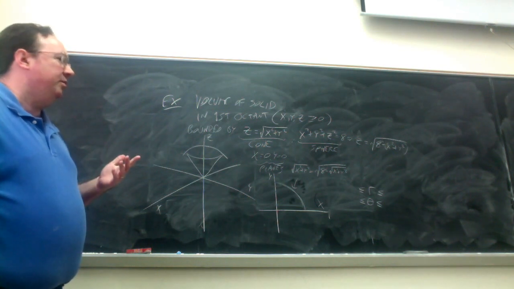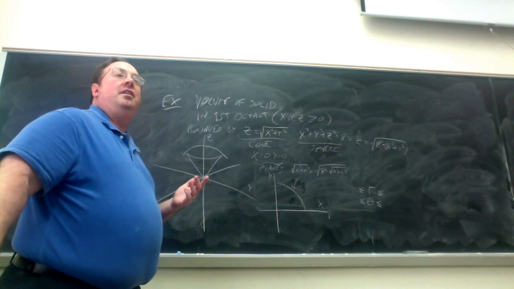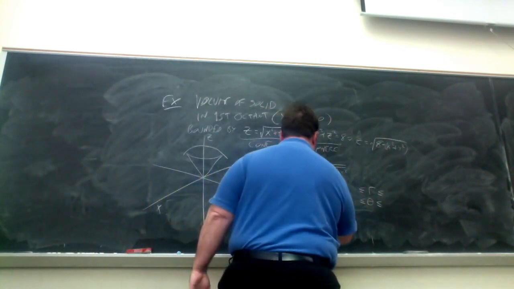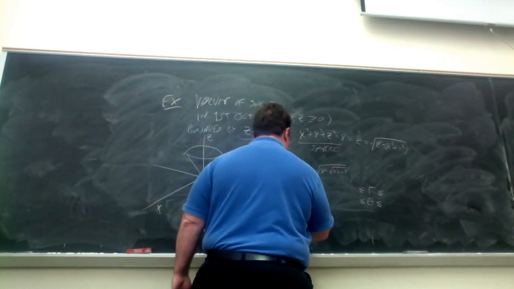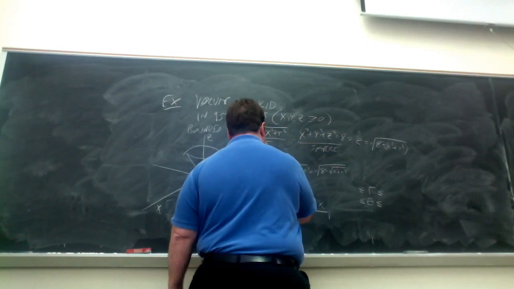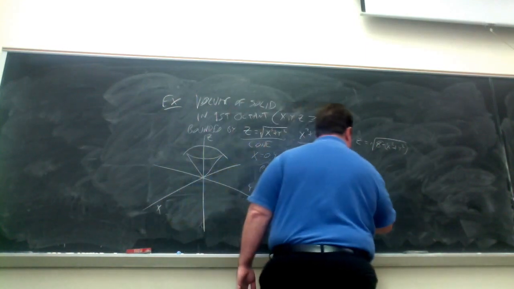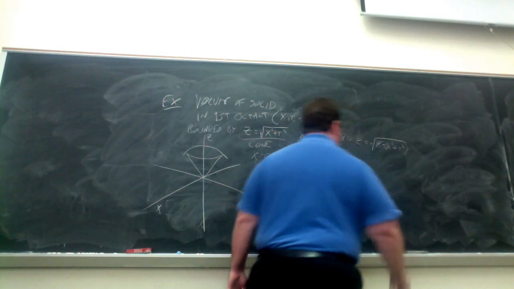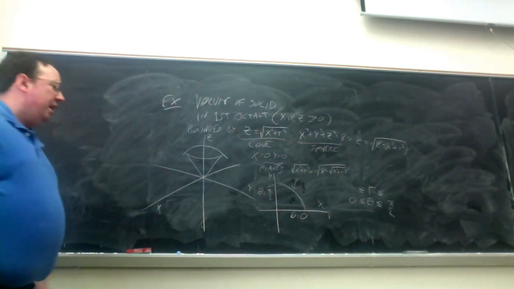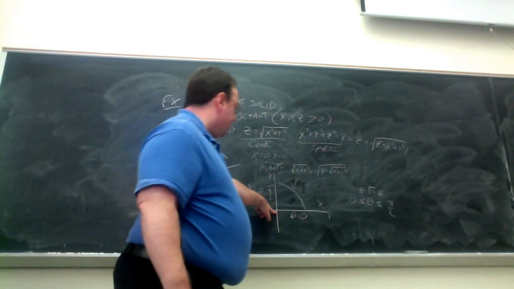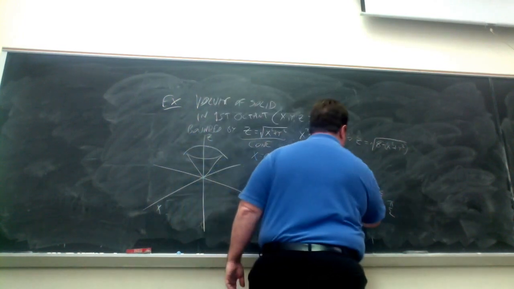What angles are the first quadrant? Yes, 0 to pi over 2. So here's theta equals 0, and right here is theta equals pi over 2. Remember, we always work in radians. Now for r, we're starting at the origin, so it makes sense that our lower limit for r would be 0.